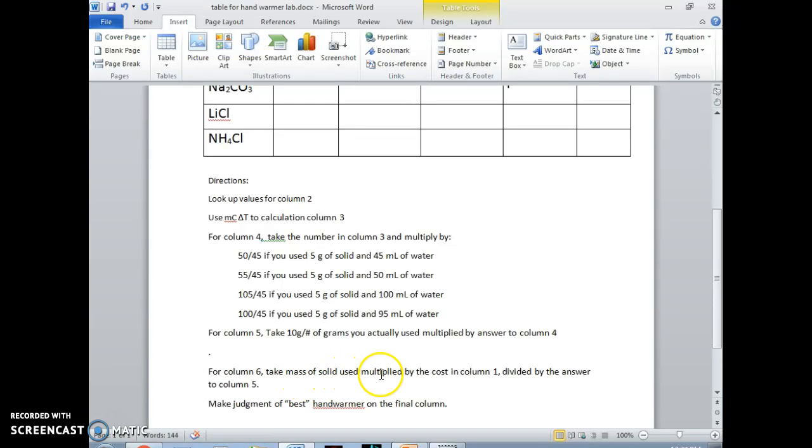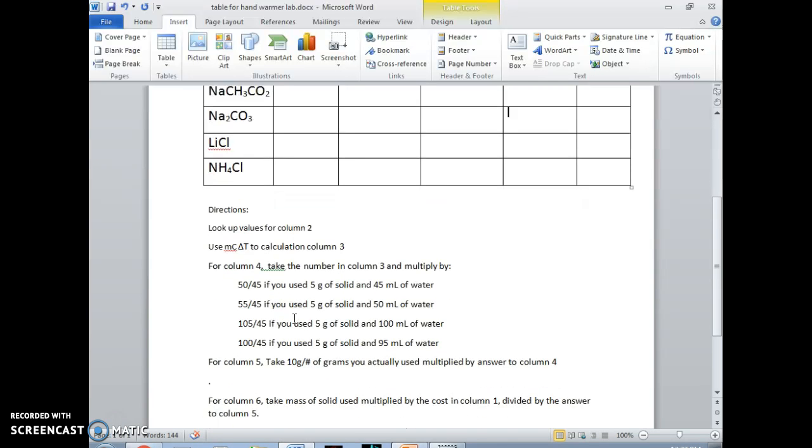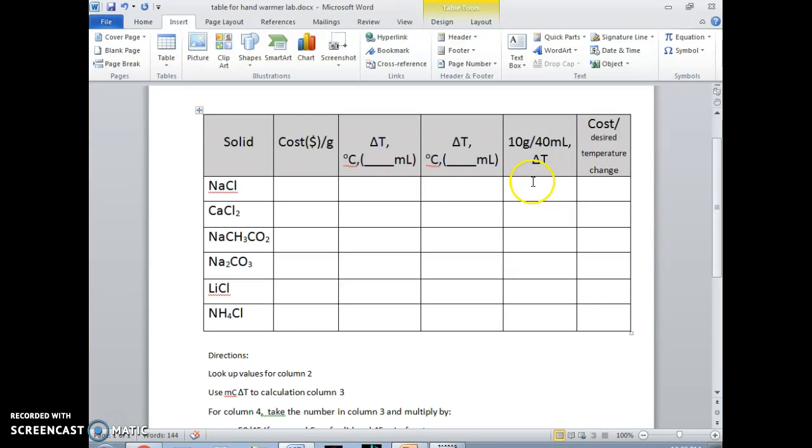So mass of your solid used multiplied by the cost, because what's the cost per gram? So if you use 5 grams, that's going to be 5 times the cost. If you use 10, it'll be 10 times the cost. And then divide by your answer to column 5.